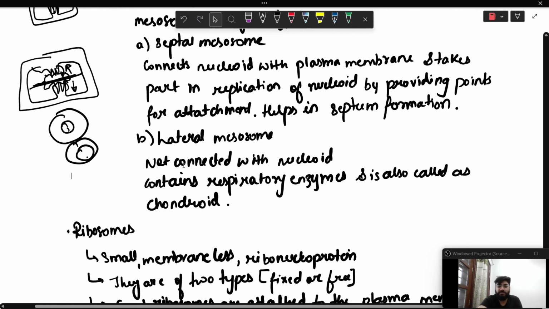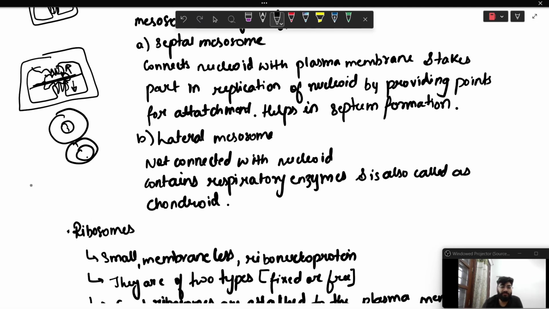Then we have the lateral mesosome. As we talked about, a bacteria does not have chloroplast or mitochondria, so lateral mesosomes are present. Lateral mesosomes have enzymes present, and those enzymes do the respiration, as it possesses the respiratory enzyme. The lateral mesosome is also called chondrioid.